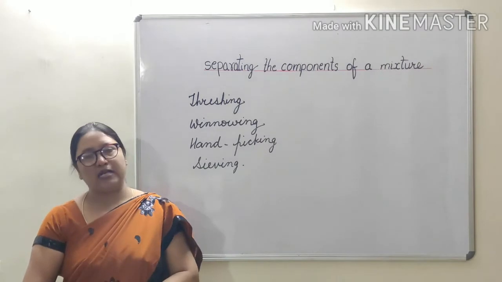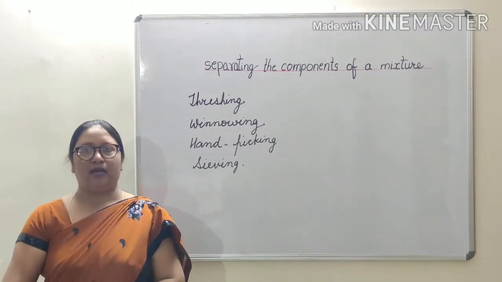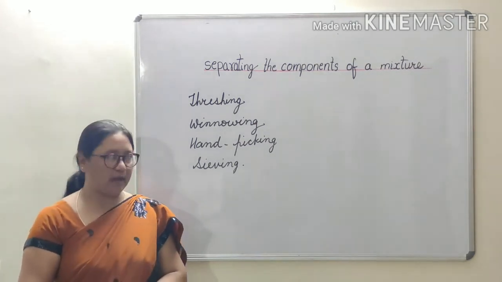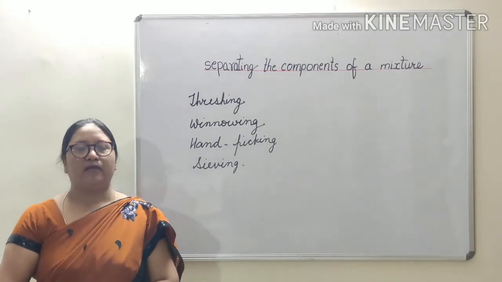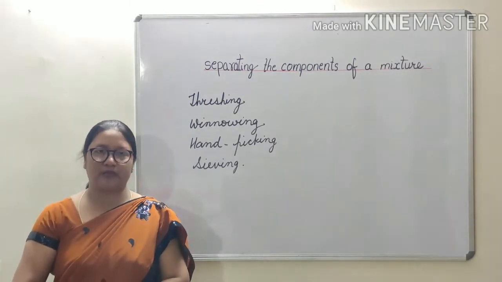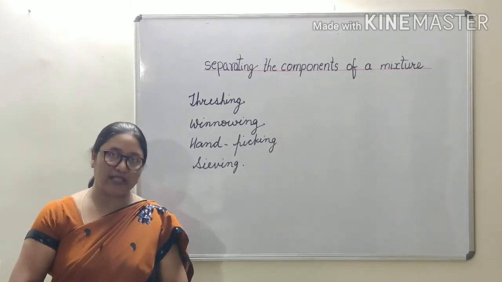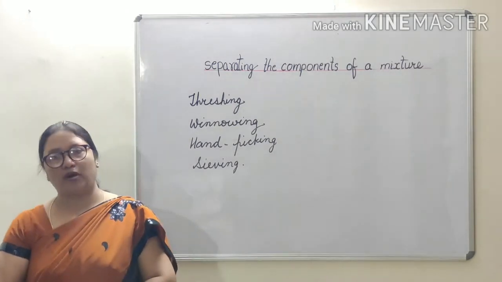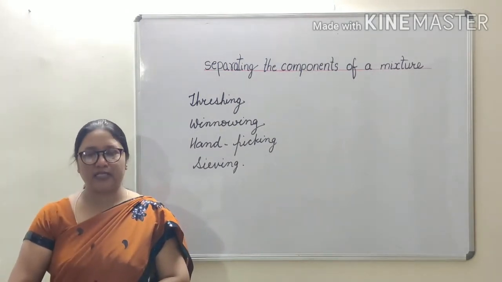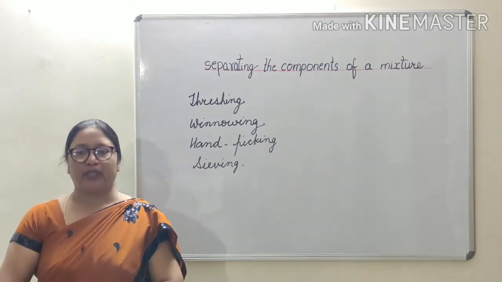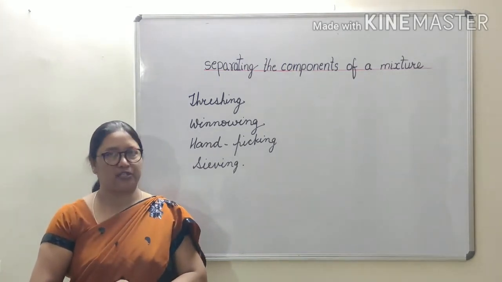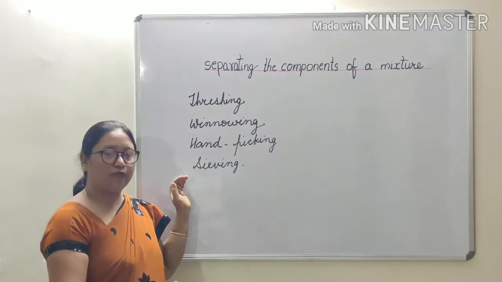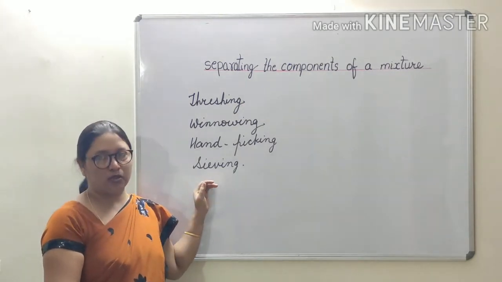Now hand picking. Undesirable substances such as pieces of stones in rice or cereals can be separated by hand picking. This is possible when the particles of the undesirable substances are different from the food grains in shape, size and color. Next is sieving. When the constituents of the mixture have particles of different sizes, a sieve can be used to separate the mixture. So these are a few methods for separating a solid from other solids.